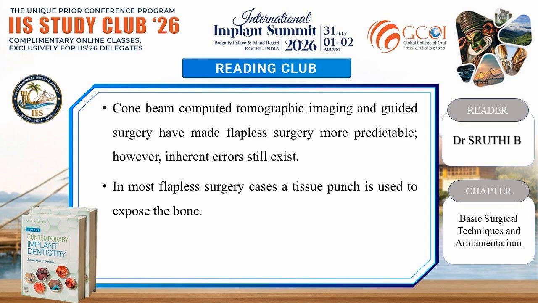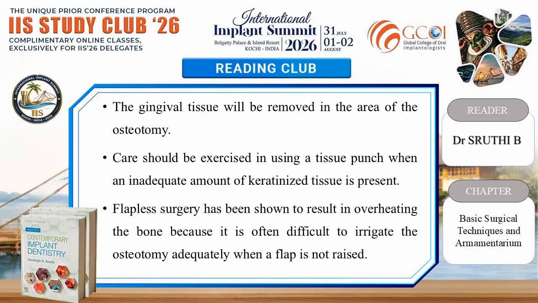In most flapless surgery cases, a tissue punch is used to expose the bone. The gingival tissue will be removed in the area of osteotomy. Care should be exercised in using a tissue punch when an inadequate amount of keratinized tissue is present. Flapless surgery has been shown to result in overheating the bone because it is often difficult to irrigate the osteotomy adequately when a flap is not raised.